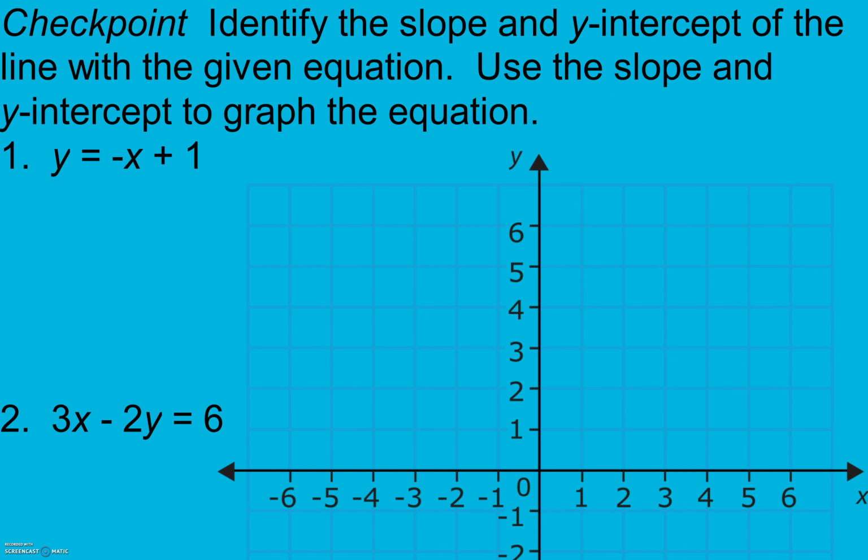Feel free to pause here and give these a try if you'd like. We're going to go ahead and find the slope and y-intercept, and then graph the equation using those values. So in number 1, remember the number in front of an x, if there isn't one, is always a 1. So my slope is that coefficient, that number in front of my x. Here it's -1. My y-intercept is my constant after the fact, a +1.